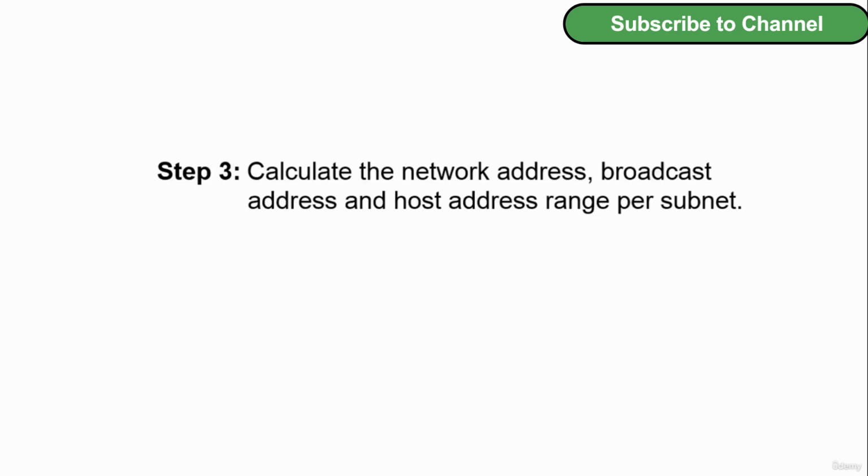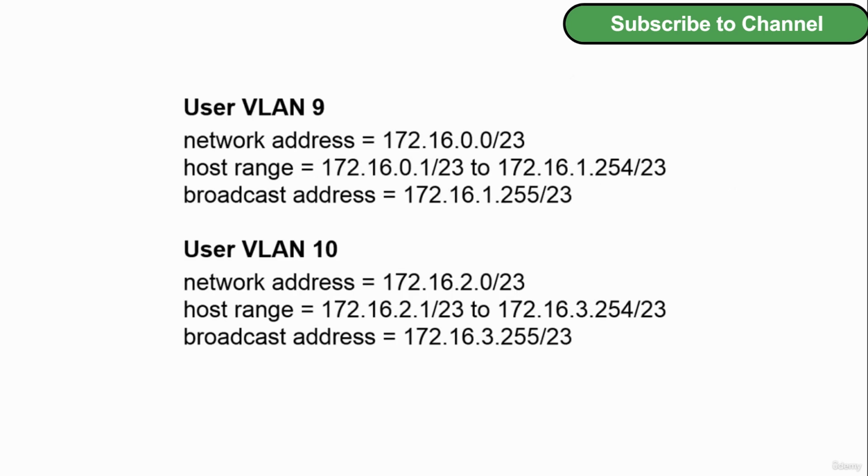So I'm going to calculate the network address, broadcast address, and host address range per subnet. So going through here, I've started with 172.16.0.0/23. That's my 0 subnet. And then I'm going to go to 0.1 to 254. But notice here what makes this interesting. It's important to notice that this is 0.1, you have to go into the third octet. So it's actually the subnet does change within the host range. And that allows me to get more than the 254.